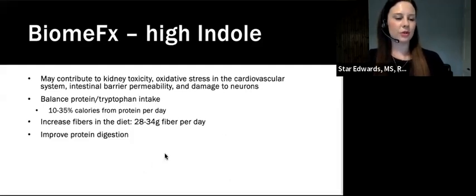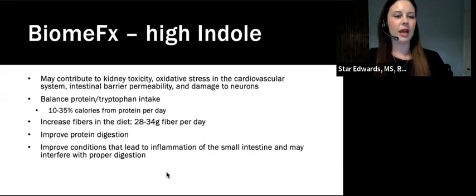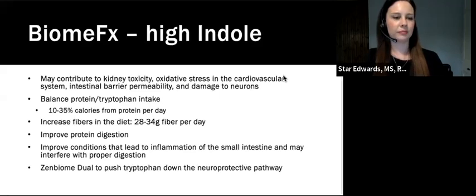We also want to make sure we're improving protein digestion and improving any condition that leads to inflammation of the small intestine and may interfere with protein digestion, things like SIBO or IBD. You can also use Zenbiome Dual to push tryptophan down the neuroprotective pathway. If we have too much tryptophan, we want to make sure it's being sent down that neuroprotective pathway and not the neurotoxic pathway.